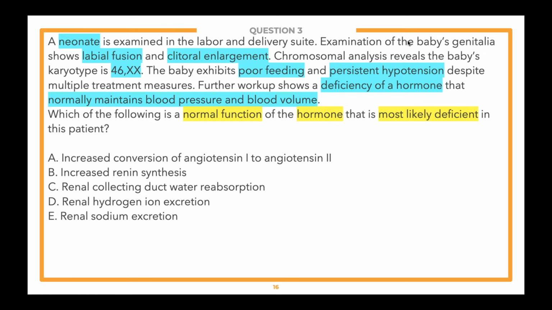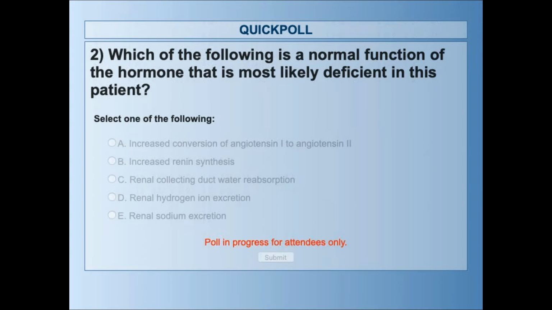Once again, we're going to start at the bottom and work our way up to the top. Answer choice E, renal sodium excretion. D, renal hydrogen ion excretion. C, renal collecting duct water reabsorption. B, increased renin synthesis. And A, increased conversion of angiotensin 1 to angiotensin 2. So we're going to open up that poll. Go ahead and select what you think is the best answer here, and we'll talk about it in just a few seconds.